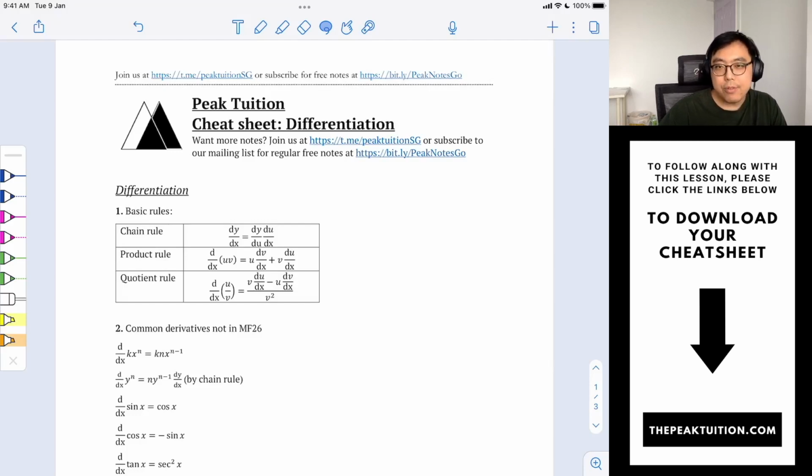To start off with differentiation, I want to first do a short recap on what functions are. If you recall, functions are relations of two variables. They are mappings from one variable to another. And when we differentiate a function, what we actually get is the rate of change.